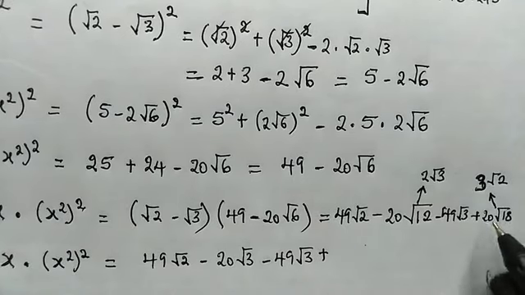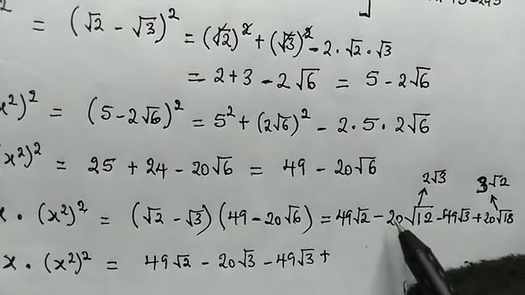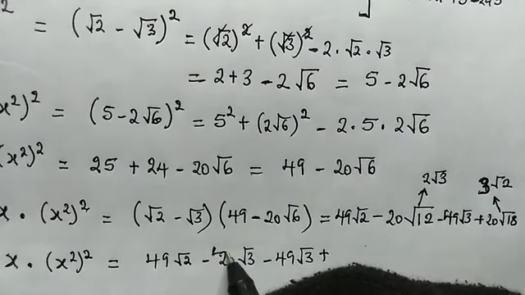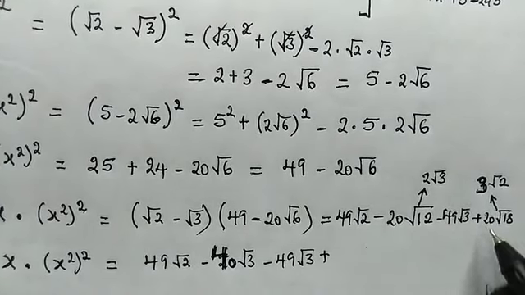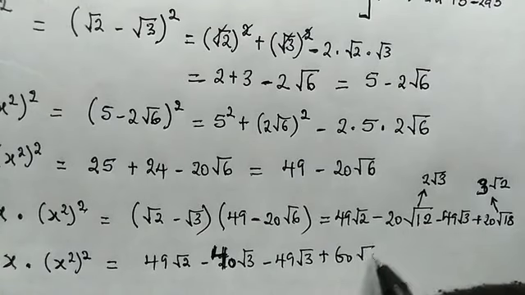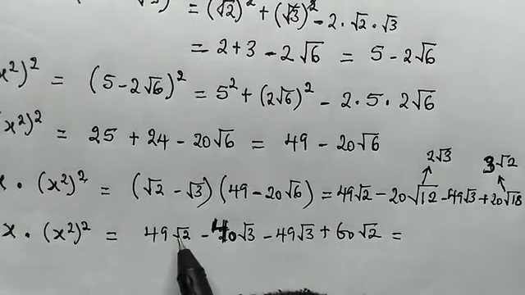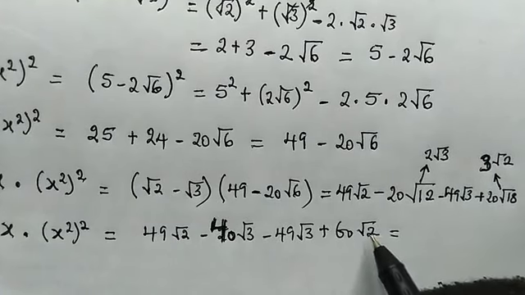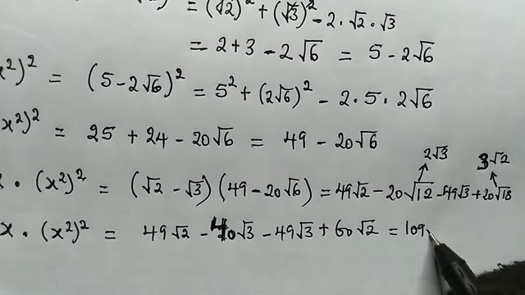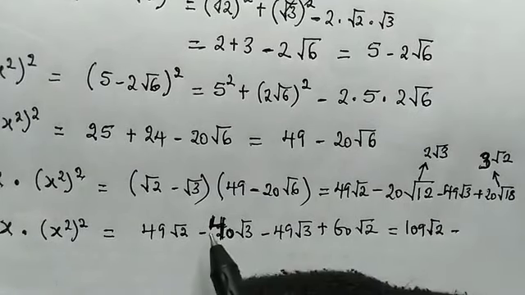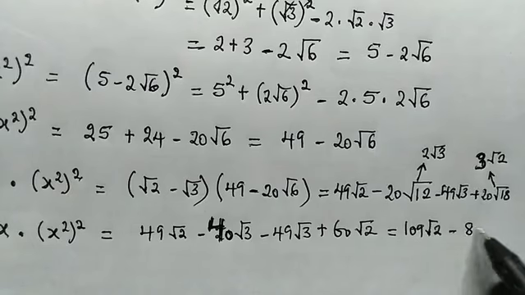So this will be 3 times 20, which will give us, sorry, I think we missed something here. 2 root 3 times 20 will give us 40 root 3. So this here is 40 root 3. So here 3 times 20 is 60. So we get 60 root 2. So let's simplify. We know 49 root 2 we have here. We have 60 root 2. So 49 root 2 plus 60 root 2 will give us 109 root 2. Then minus, we know negative 40 root 3 minus 49 root 3 will give us negative 89 root 3.